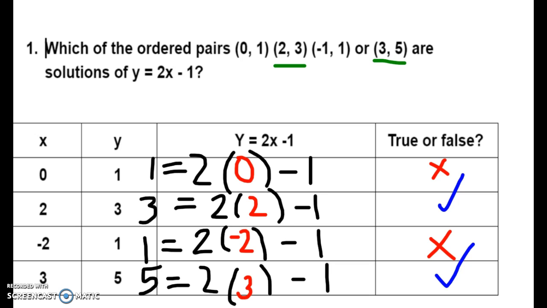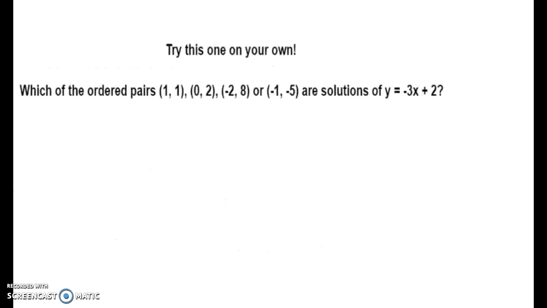So now you need to try one on your own. And so the one on your own, your equation is y equals negative 3x plus 2. And again, I want you to substitute in each x value and see if you get each y value and which of these are solutions. Which of these are true when you plug them in? Pause the video, substitute in those values, show your work, you have plenty of room, and list the ordered pairs, if any, that make this true. Pause the video now and work that out.